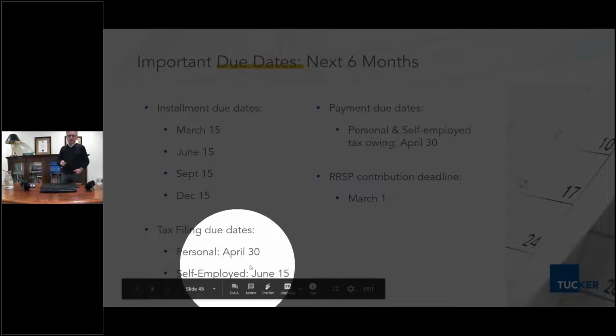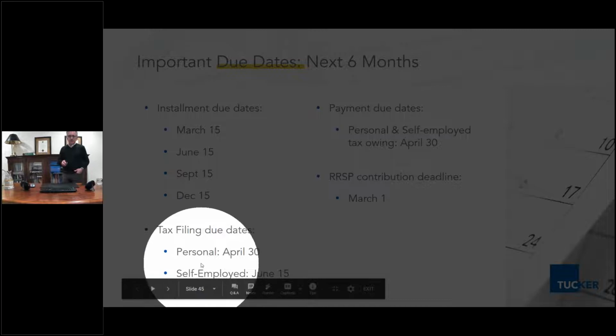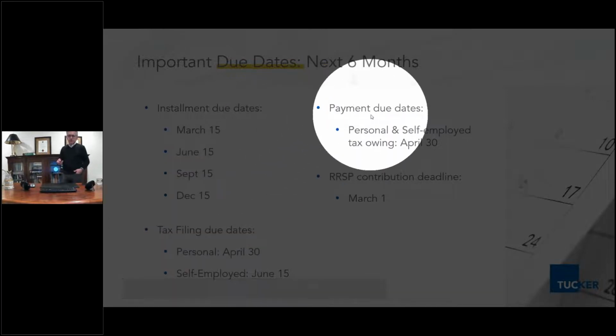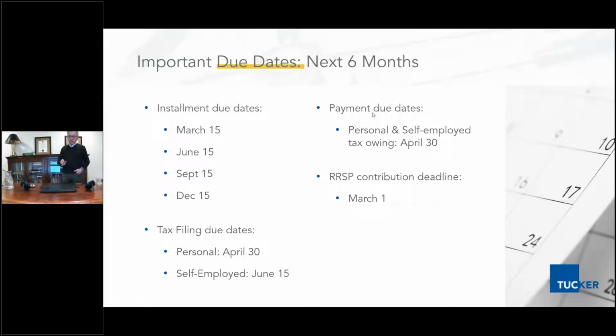If it's self-employed, set June 1st as your reminder date in your appointment, so that at least you don't get caught unawares. Payment due dates. For both personal and self-employed individuals, it's April 30th.